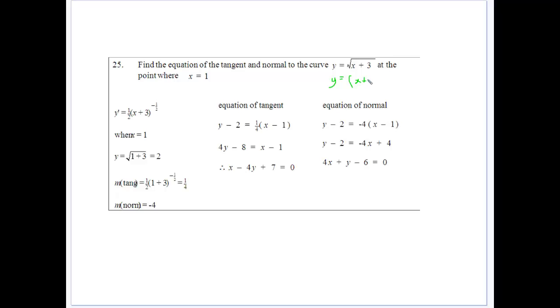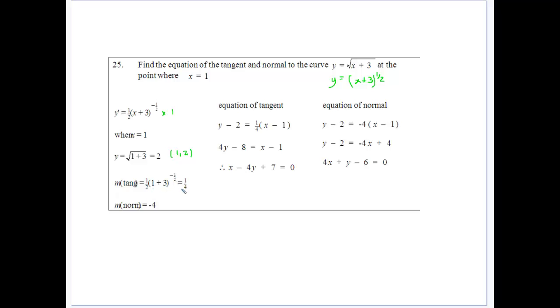This time we've got the square root of x plus 3, which could be written as x plus 3 to the power of a half, because we need to differentiate that. Bring our power down, bracket stays the same, subtract 1 from the power, and then multiply by the derivative of x plus 3, which is 1, so it's not going to affect it. When x is equal to 1, we get our y value being 2, so that goes through the point 1, 2.